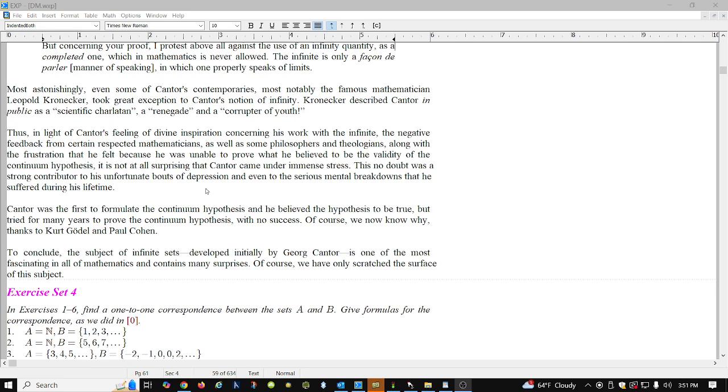Cantor was the first to formulate the continuum hypothesis, which he believed to be true at least up to some point. But he tried for many years to prove it with no success, as I've discussed. Well, and now, of course, we know why. His efforts were in vain because he was never going to be able to prove it or disprove it.